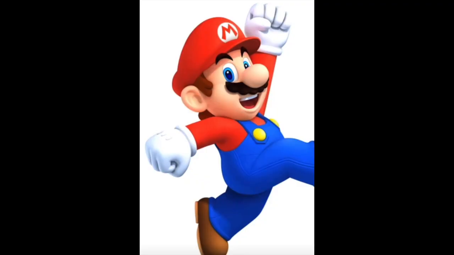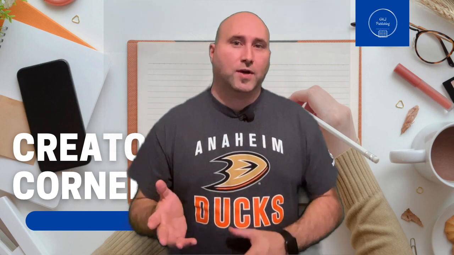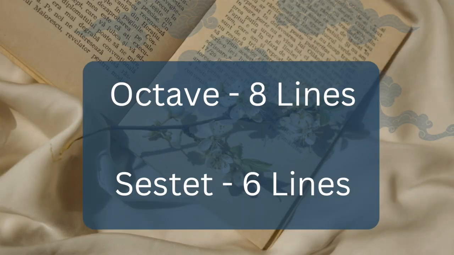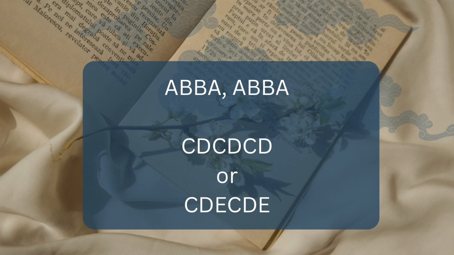So let's go Italian and examine the Petrarchan style. Petrarch broke his sonnet into two sections. The top section included an octave, or eight-line stanza, followed by a sestet, or six-line stanza. The two stanzas were hinged by a volta, or a turn, that shifts the tone of the poem. Petrarch's rhyme scheme is as follows: ABBA, ABBA, followed by CD, CD, CD, or CDE, CDE, CDE.